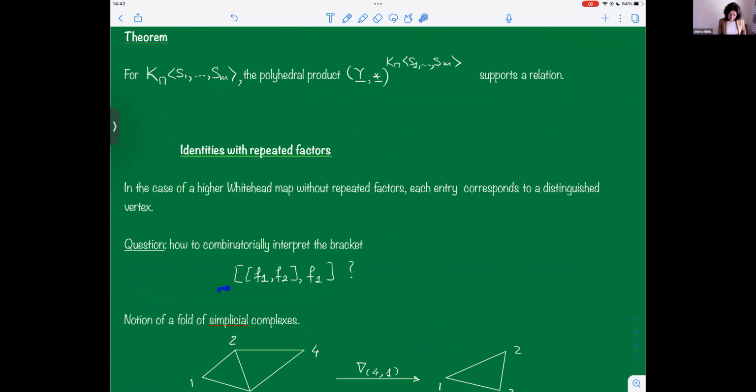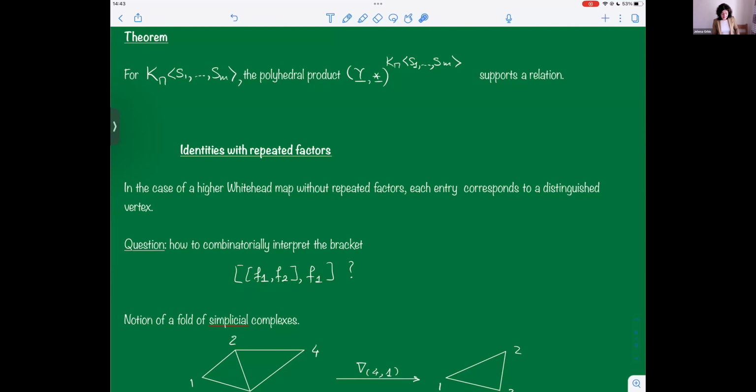Namely, if you are looking at, say, a bracket like this, a Whitehead product like that, you would ask, can you recover combinatorially something like this? In all previous cases, each F_i was corresponding to a certain vertex in our simplicial complex. So if I repeat, say, one map F_1, that would mean that I need to repeat a vertex, but vertices are not multi-vertices, we can't repeat them.